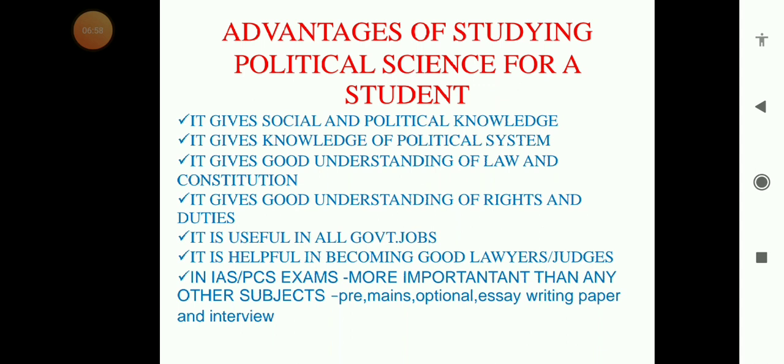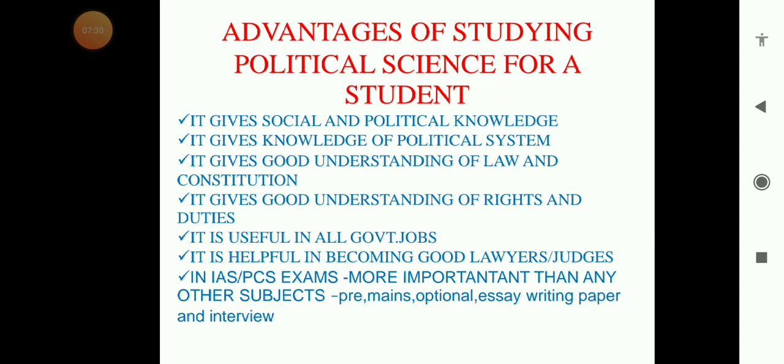For example, after plus 2 you want to appear to be a police constable. So in exam they will ask you, if you want to appear in army jobs, you want to appear for SSC examinations, right? There they'll ask you, and there is no exam where you will not be asked about political system or about the constitution, about the rights and the duties. So the basic things you should know. So it helps in government jobs also.